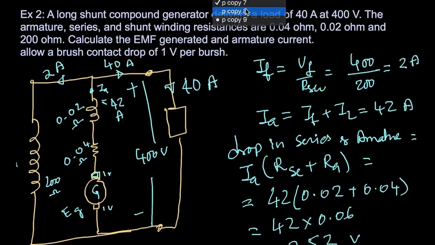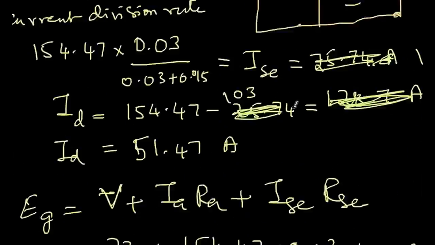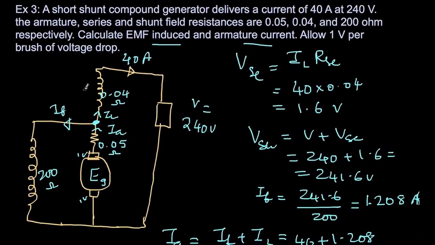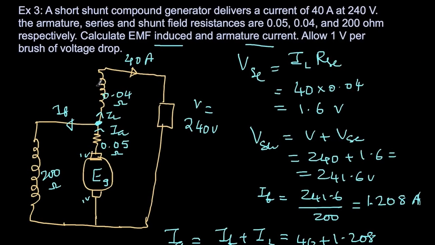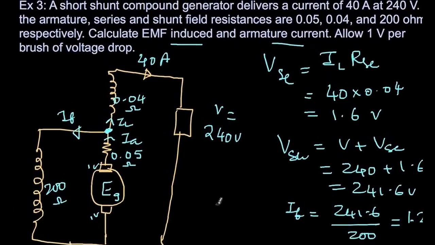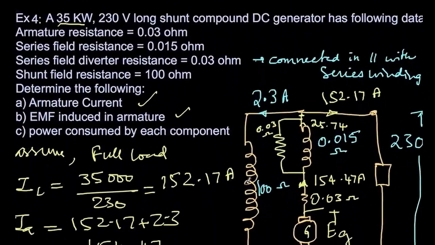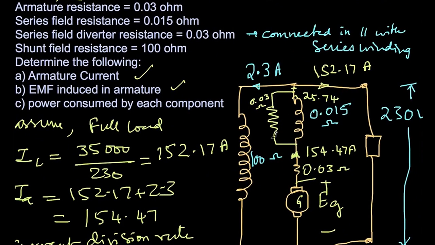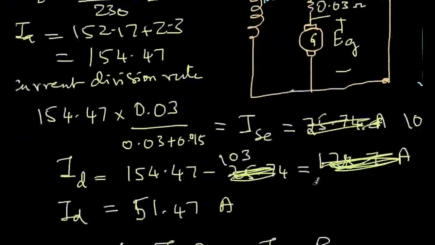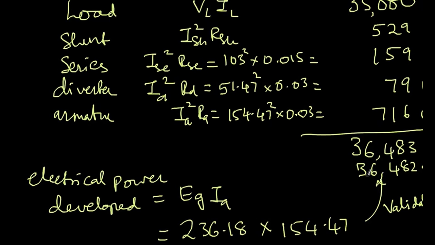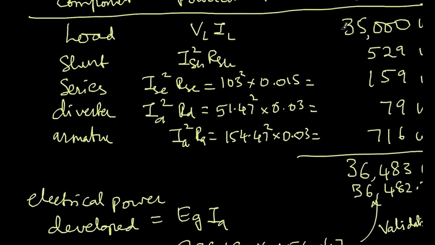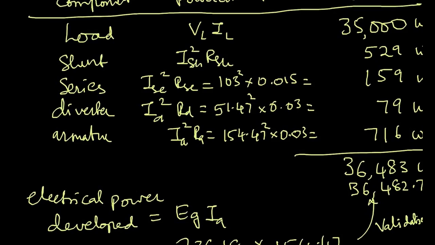So moving on, we solved some more problems. So I think I have solved 4 examples for this particular way. So we solved one problem on short shunt, one problem on long shunt, one problem on simple shunt, and so on. So this is again a similar problem. And here in this problem, what is interesting is the diverter, how the diverter is placed to divert some of the current, and then the concept of electrical power developed, Eg into Ia, and what are the various losses and various outputs we are trying to see in this problem.